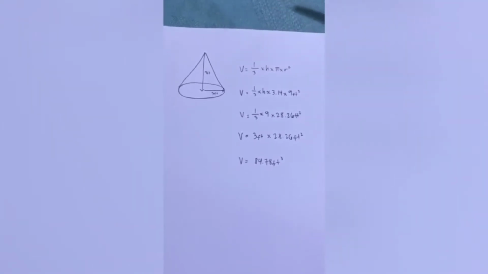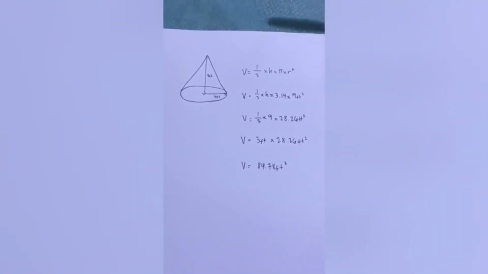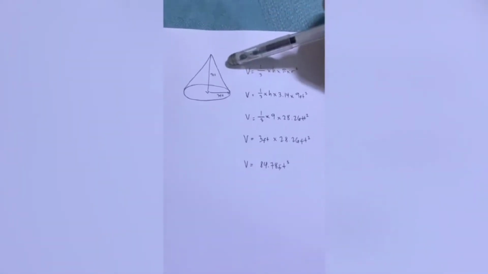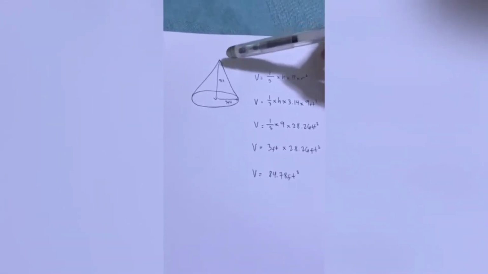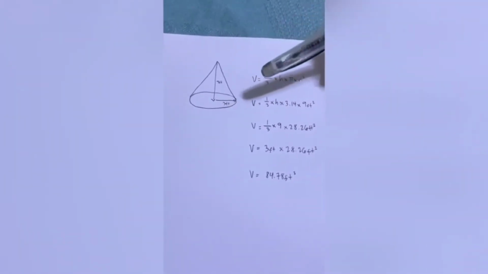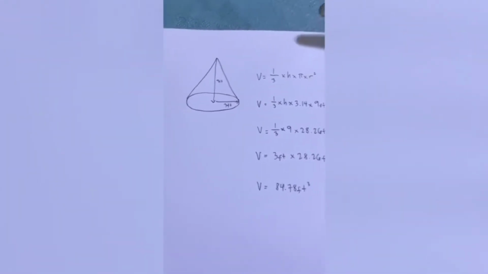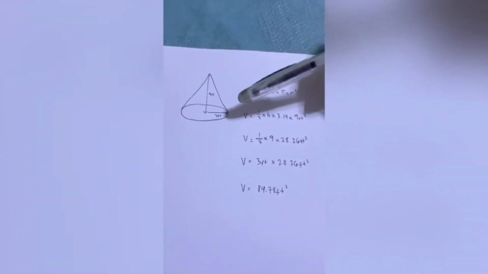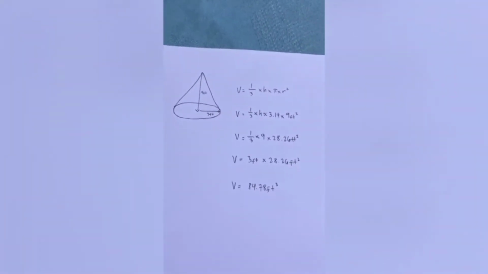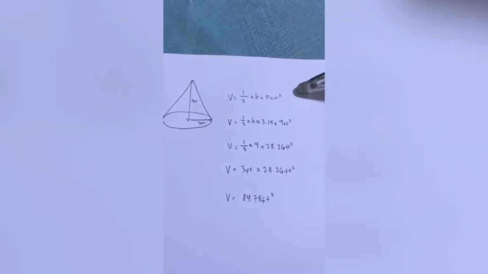Today, I'm gonna solve the volume of a cone. So this is an example on how to get a volume of a cone. First, we have a cone here that has the height of 9 feet and the radius of 3 feet. So first, you need to get the radius of the circle under the cone. So that would be 3 feet. And this is the formula for getting the volume.